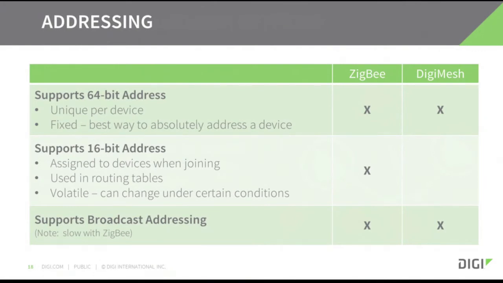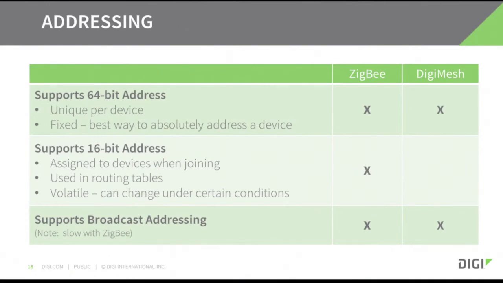ZigBee also offers 16-bit addressing, meaning that the radios, when they join the network, pick up a random 16-bit address. However, this address is volatile. It can change under certain conditions. So when you're addressing ZigBee, you almost always still use the 64-bit address. If you don't know the 16-bit address, it will be discovered. If you do know it, you can add it and speed up delivery slightly by doing so.